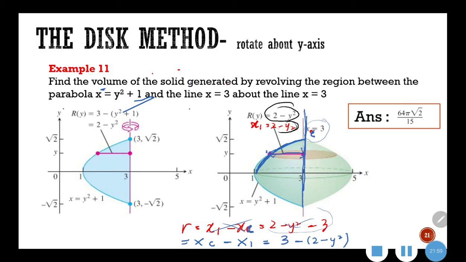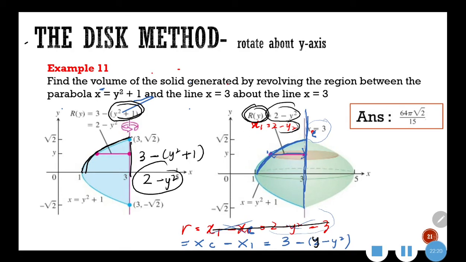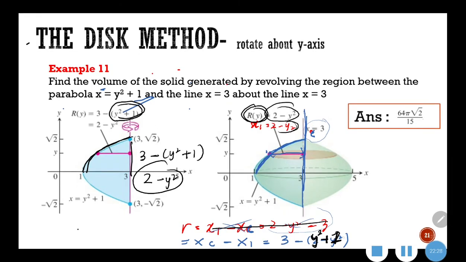Dekat curve ni dia dah siap untuk cari radius. Yang kat sini sepatutnya saya guna. Okay, 3 tolak dengan dia punya radius, dia punya x1 dia adalah y square plus 1. Barulah dapat 2 minus y square. Silap ni bukannya 2 minus y. Yang ni memang dah salah. Okay, this one is supposed to be y square plus 1, so that you will get the answer here, 2 minus with y square.